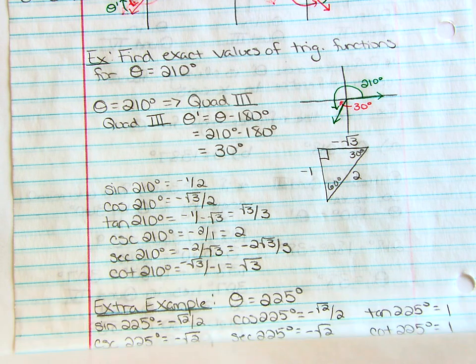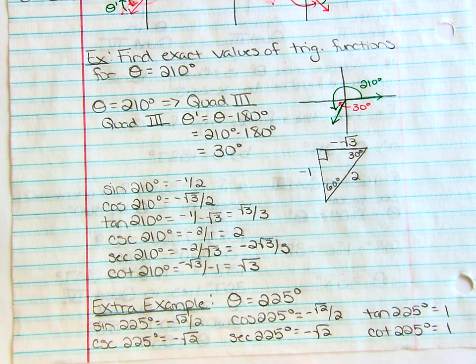While I'm not going to work it out, there is an extra example in my notes, obviously very minimal, just the answers, for when theta is 225. When theta is 225, what you find is that your reference angle is 45 degrees. And so then instead of a 30, 60, 90 triangle, you're dealing with a 45, 45, 90, which is the other main acute triangle that we talked about in 2.1. And then you would do the exact same process.